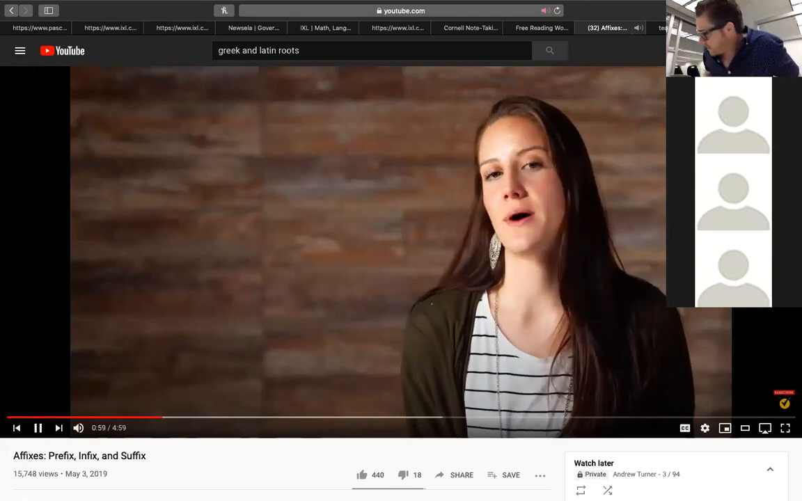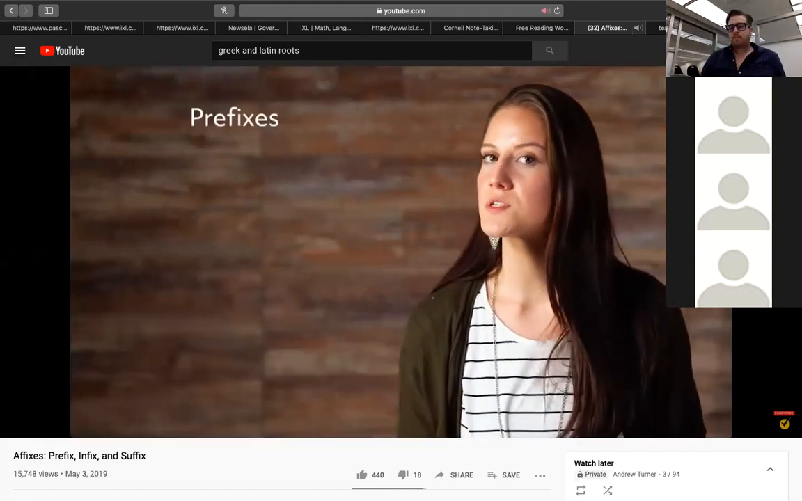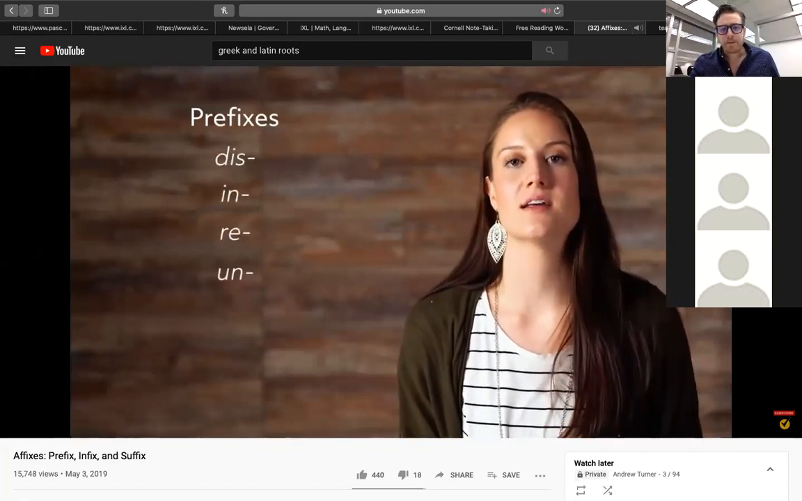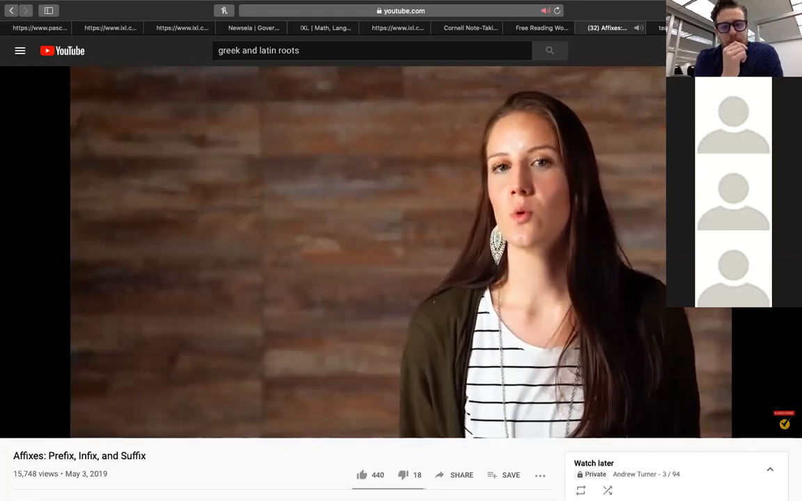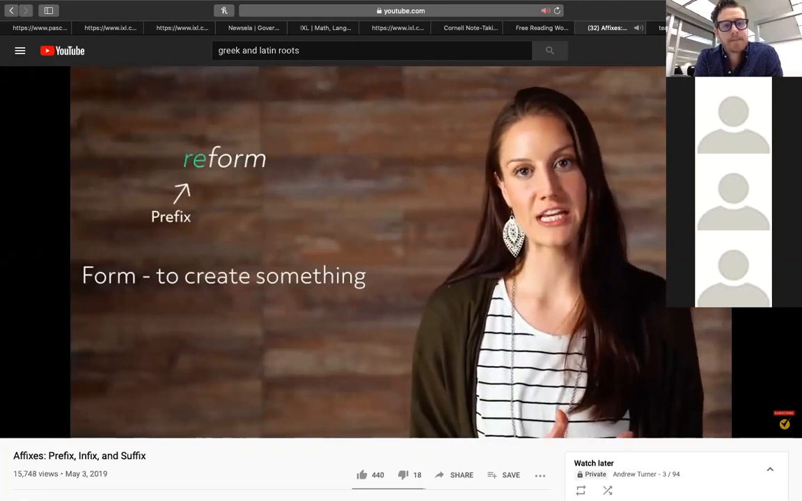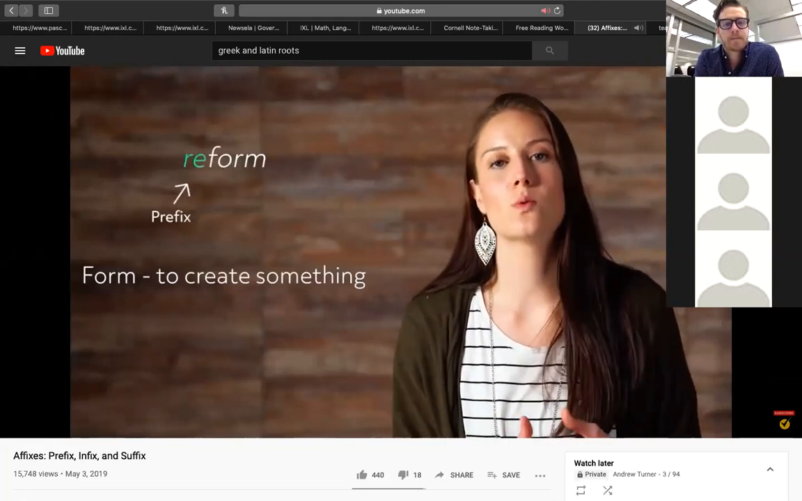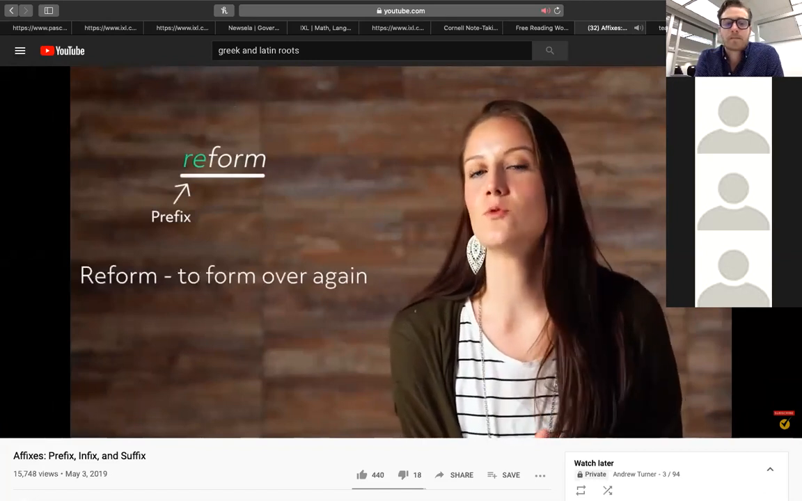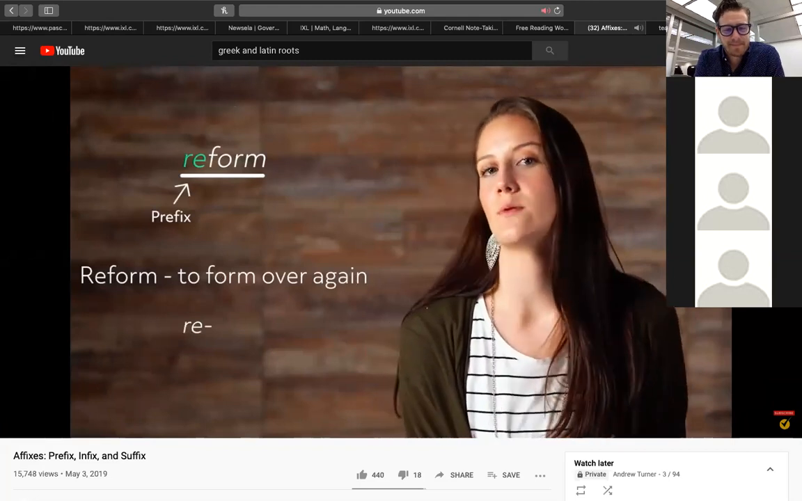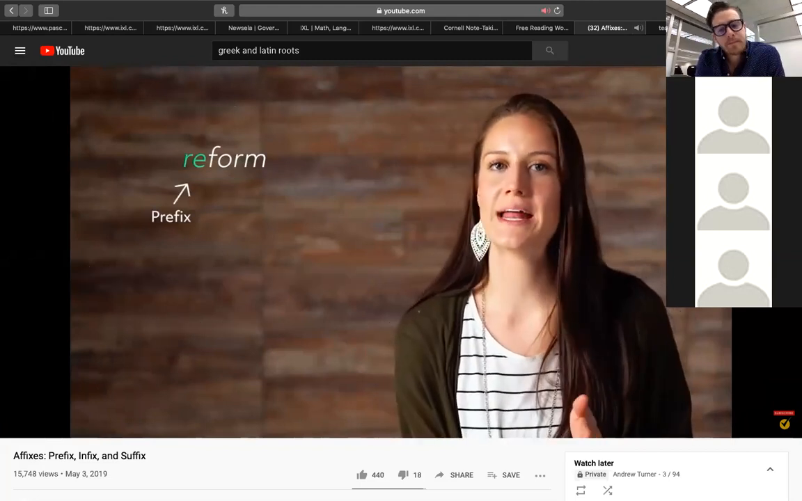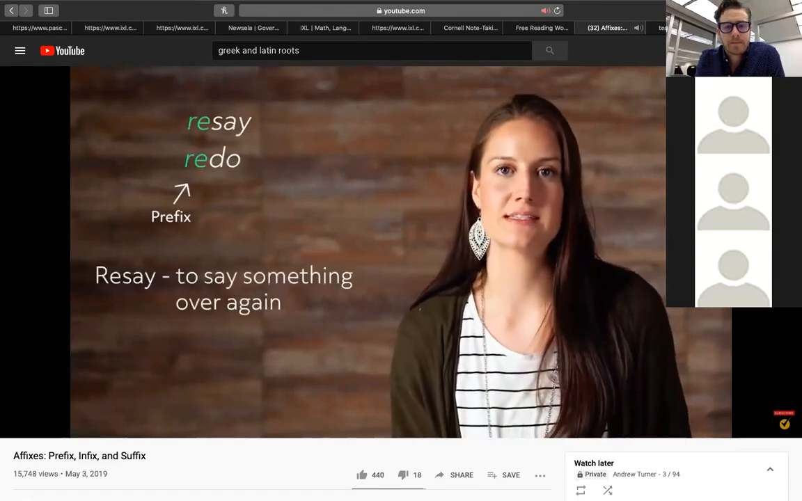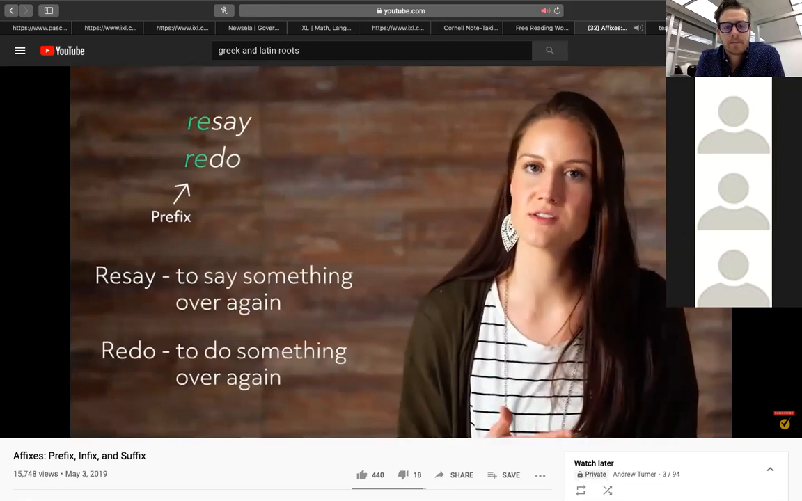Let's start by talking about prefixes. The four most common prefixes are dis, in, re, and un. Let me show you what I mean. The word form can mean to create something. If you add the prefix re to the beginning of the word, we get the word reform, which means to form over again. In fact, re is connected to an original Latin word which means again. If you add it to say or do, you would get the same effect. Re-say means to say something over again. Redo means to do something over again.